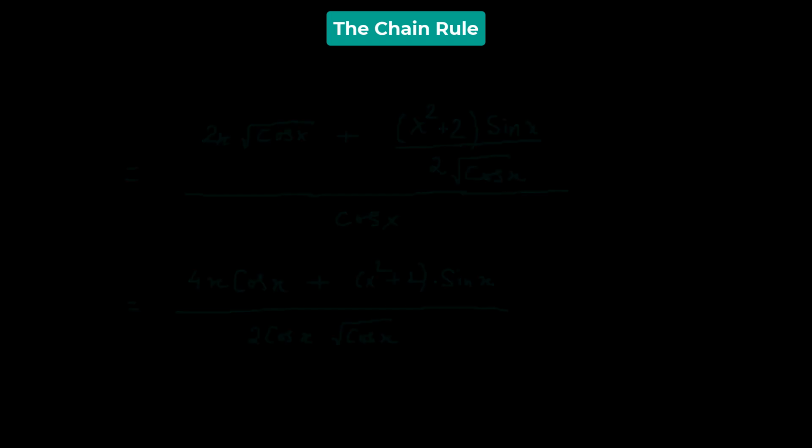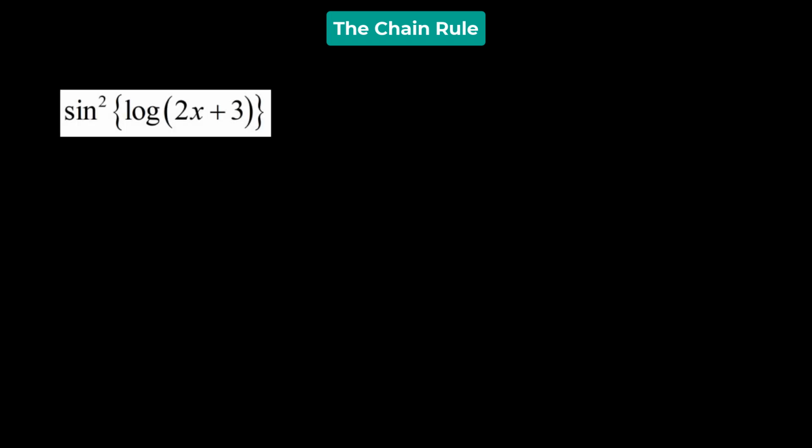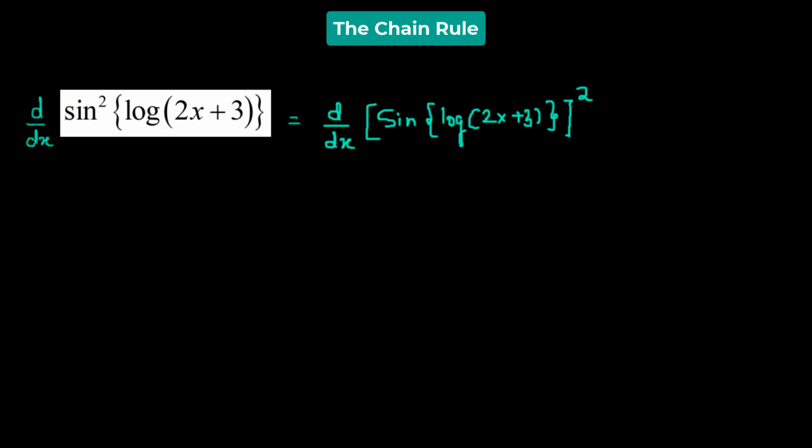Let's move on to the next question. So here we have the function sine squared log of 2x plus 3. So let's try to find out the derivative of this particular function with respect to x. Before that, we are going to rewrite our sine function as sine log of 2x plus 3. So we're going to put a whole square to it such that we can apply the power rule.